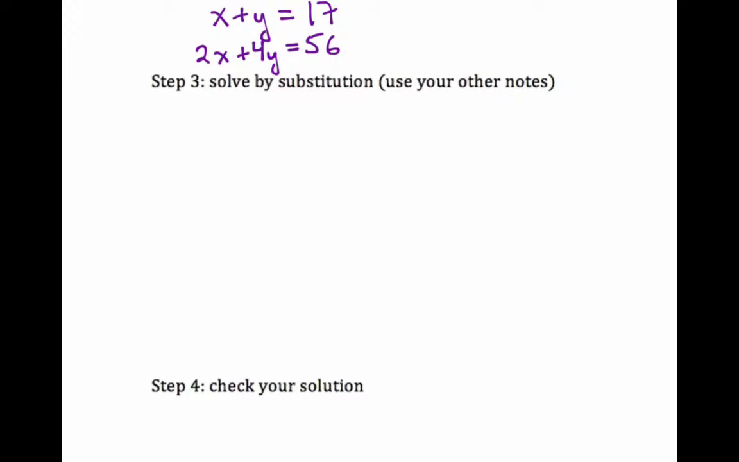So I'm going to write in green. You don't need to copy that down because you already have notes as to how to solve by substitution. But in green, I'll just write little reminders. So step 1 is what?